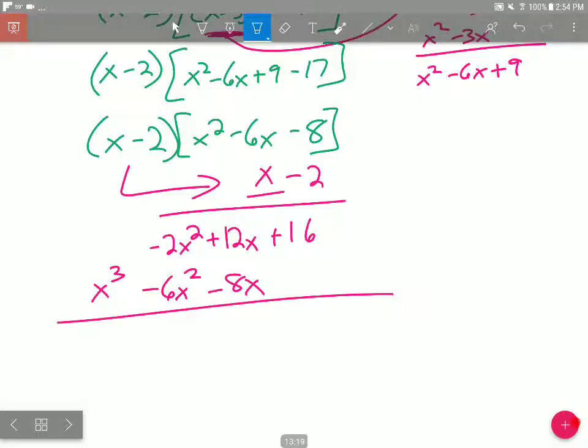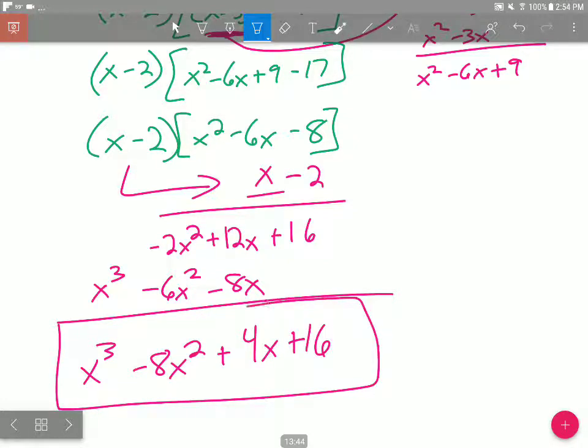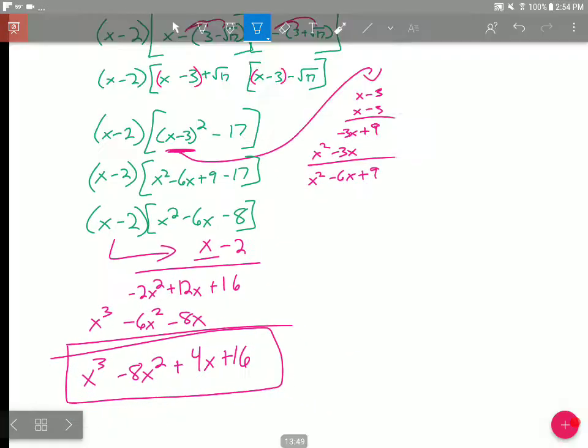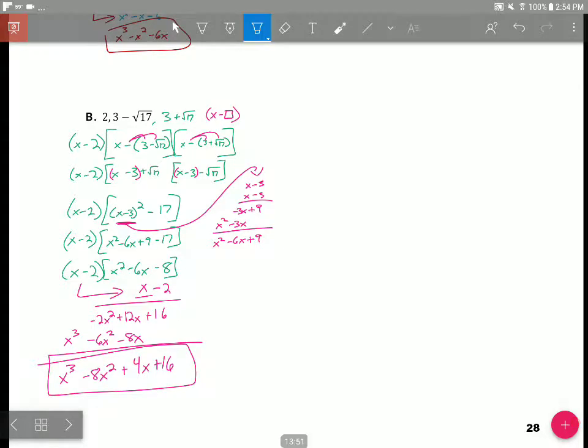And then add. So I have an x cubed. How many x squareds do we have? -8. How many x's do you have? Huh? How many x's do we have? 4. Plus 16. And that is your final answer. That polynomial has those as its solutions.